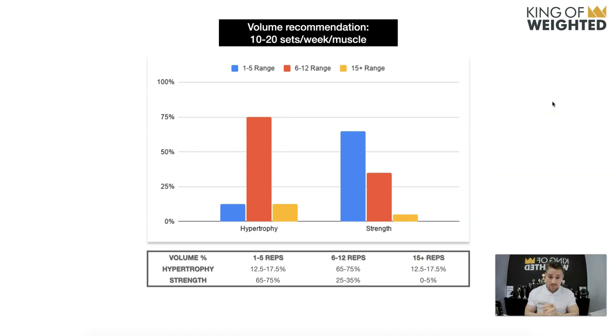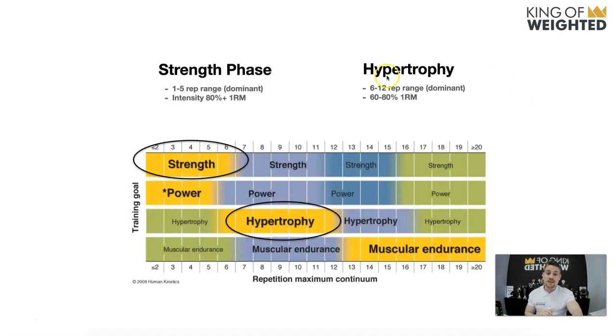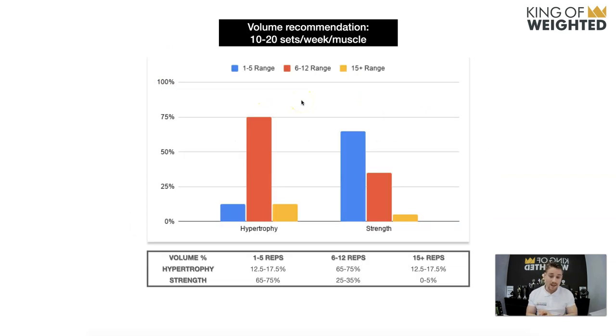Short disclaimer here. If you take a look at your training, and you have strength phases, you have hypertrophy phases, you don't want to have them exclusive. So in a hypertrophy phase, you don't want to have only 6 to 12 rep range, and in a strength phase, you don't only want to have 1 to 5 rep ranges. Why is that the case?